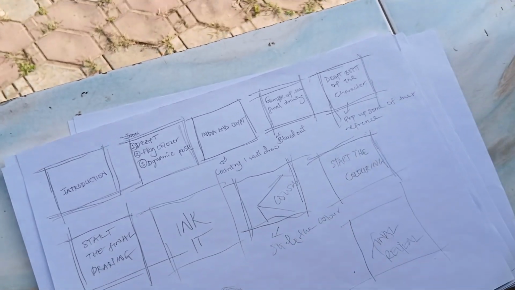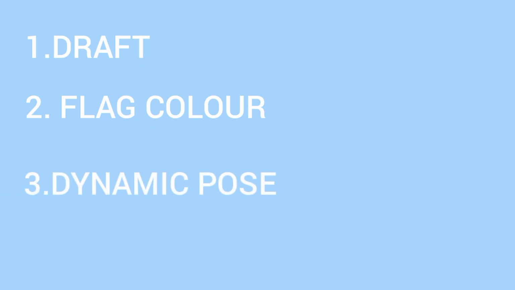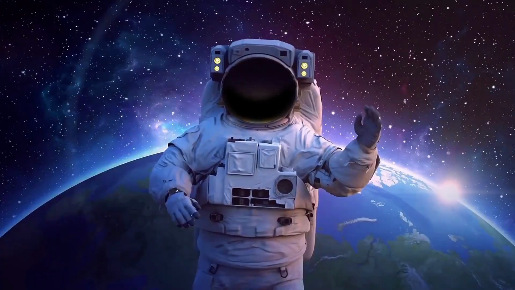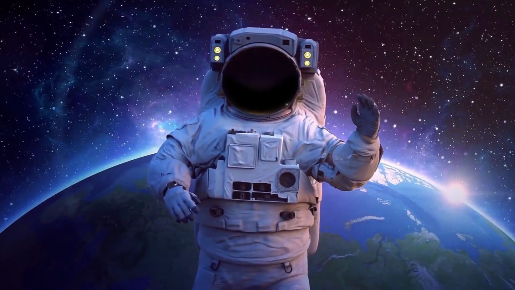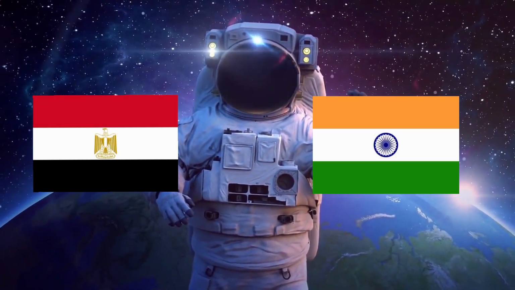Drawing characters for each country from scratch. So let's get into the video. To start off, we're gonna make a draft of the character, then we're also gonna make sure we implement the flag color, and then finally we're gonna make it in a dynamic pose. For the countries I'm gonna be drawing today, I'm gonna be drawing Egypt and India. So let's get this started. And you should definitely stick around because the final result is really gonna shock you.